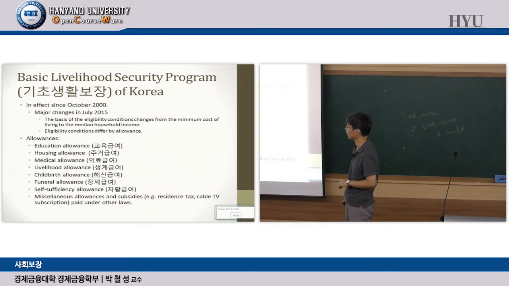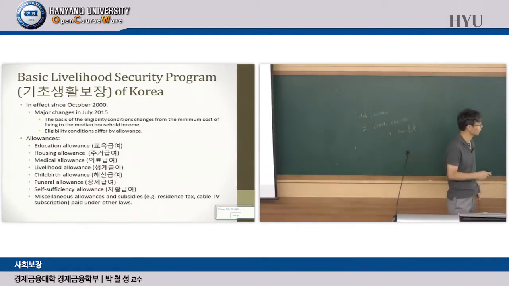What kind of allowances? Anyway, there is education allowance, housing allowance, medical allowance. These are the Korean terms. Livelihood allowance. These are the 4 major ones. So education allowance is the money given for the child's education. It covers education cost.